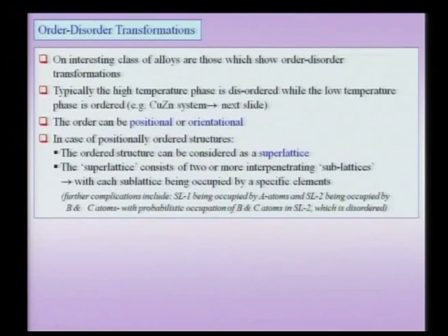Now, it is typically found that the high temperature phase is the disordered phase, while the low temperature phase is ordered. Wherever you do observe ordered-disordered transformations, you will see that the high temperature phase is the disordered one and the low temperature phase is the ordered one, and we will rationalize it in terms of the Gibbs free energy in one of the coming slides.